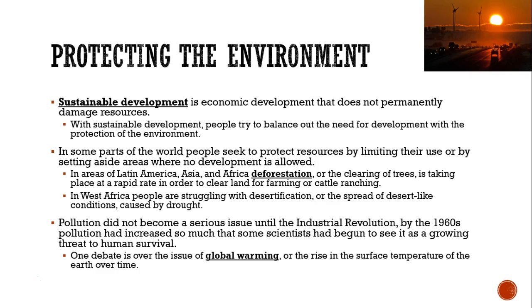In areas of Latin America, Asia, and Africa, deforestation, or the clearing of trees, is taking place at a rapid rate to clear the land for farming or cattle ranching. In West Africa, people are struggling with desertification, or the spread of desert-like conditions caused by drought. Pollution did not become a serious issue until the Industrial Revolution, but by the 1960s, pollution had increased so much that some scientists have begun to see it as a growing threat to human survival. One of the most recent conflicts is over the issue of global warming, or the rise in the surface temperature of Earth over time.